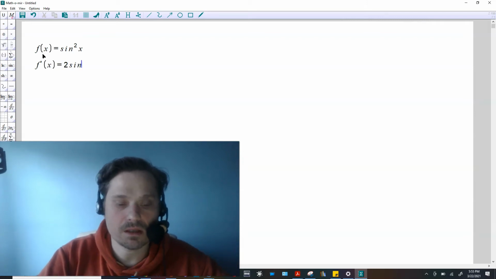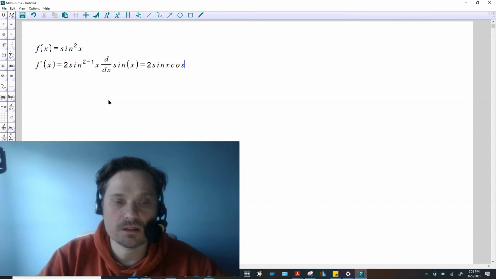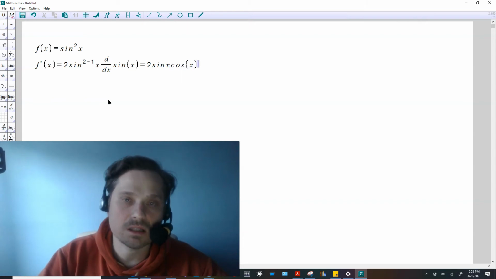So it becomes 2 sine raised to the 2 minus 1 of x, and then you have to multiply by the derivative of the inside, which looks like the derivative of sine of x. You work this out and clean it up. So it's 2 sine, 2 minus 1 is 1, copy the x, and the derivative of the sine function is the cosine function. So you have 2 sine x cosine x.